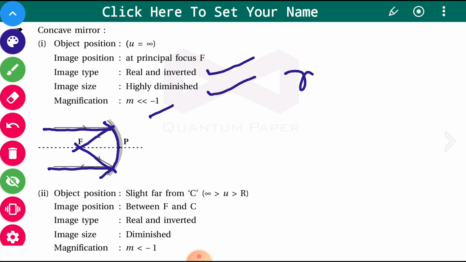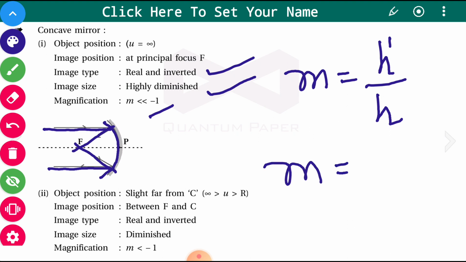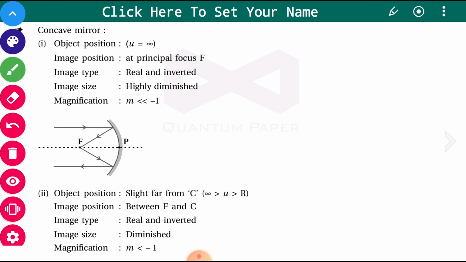Magnification is the ratio of the height of the image, say h prime, to the height of the object. And you have studied this: m is equal to minus v upon u for the spherical mirror. So magnification is height of image upon height of object, that is h prime upon h, and that is minus v upon u.